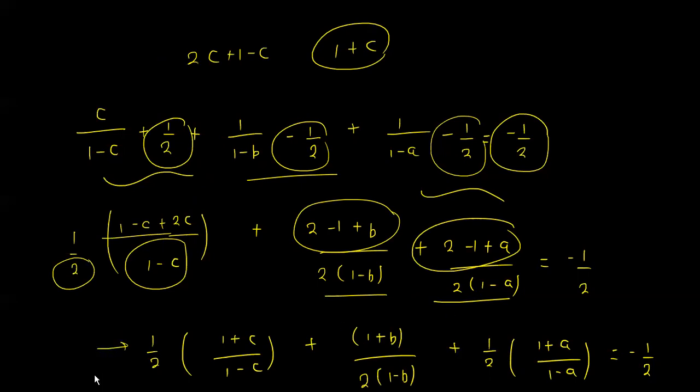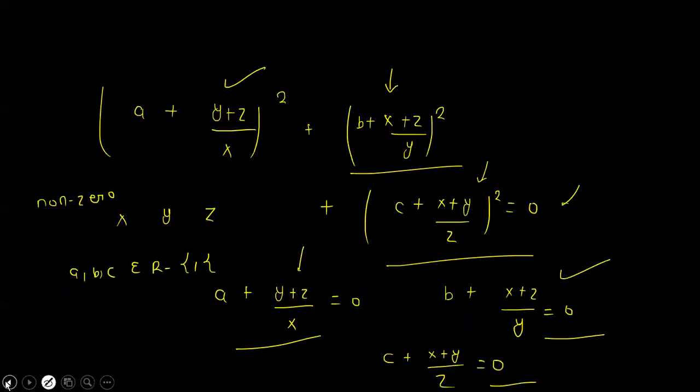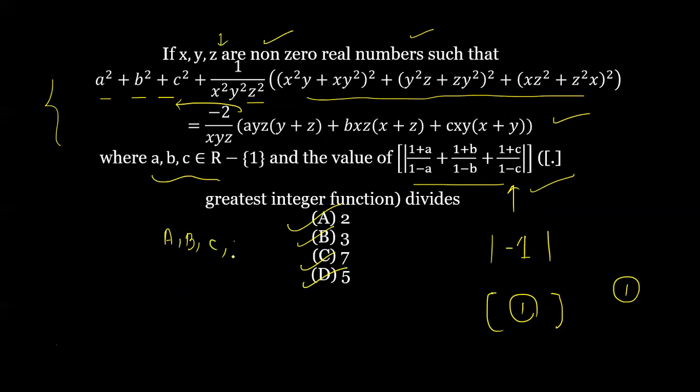So from this whole equation, you can take half common and cancel with the half in the right hand side. So 1 plus c divided by 1 minus c plus 1 plus b divided by 1 minus b plus 1 plus a divided by 1 minus a, this summation is equal to minus 1. So this summation we have to find in the problem. So it is coming minus 1. So after taking the mod of this, it will become 1, and greatest integer of this is also 1. So 1 divides all numbers. So A, B, C, D is our answer. So in this way we can solve this problem.